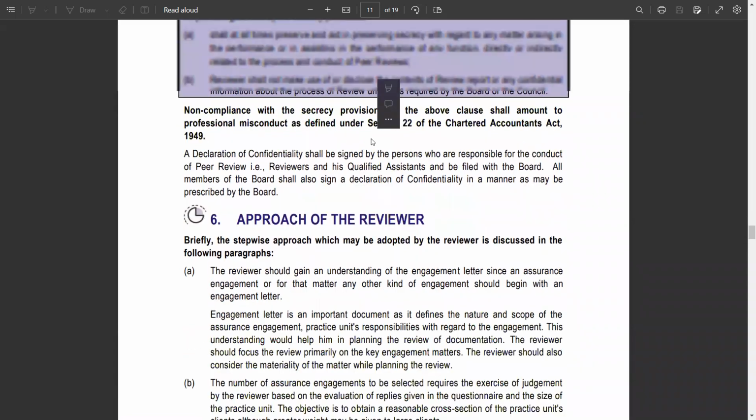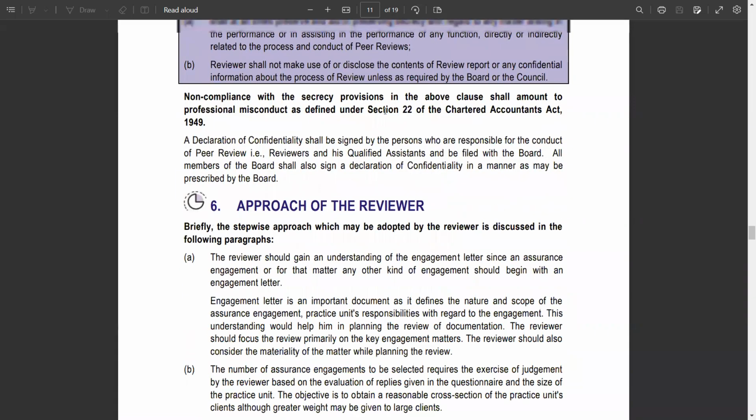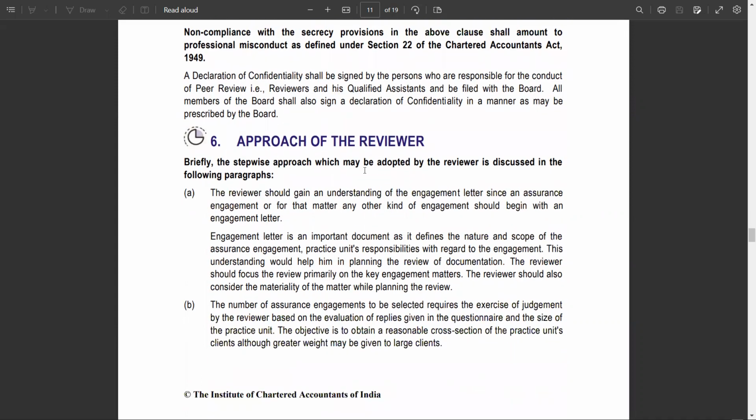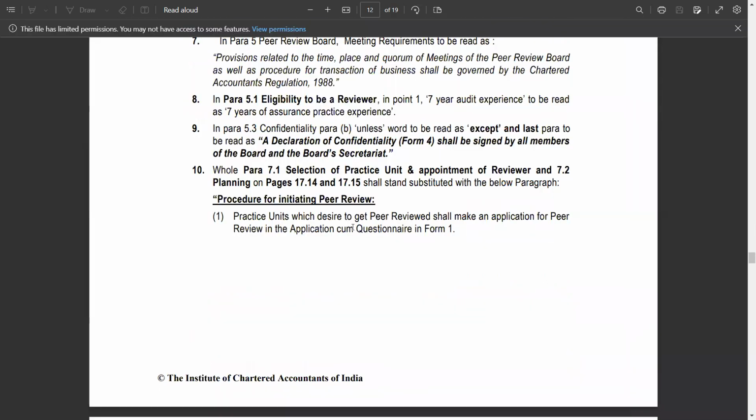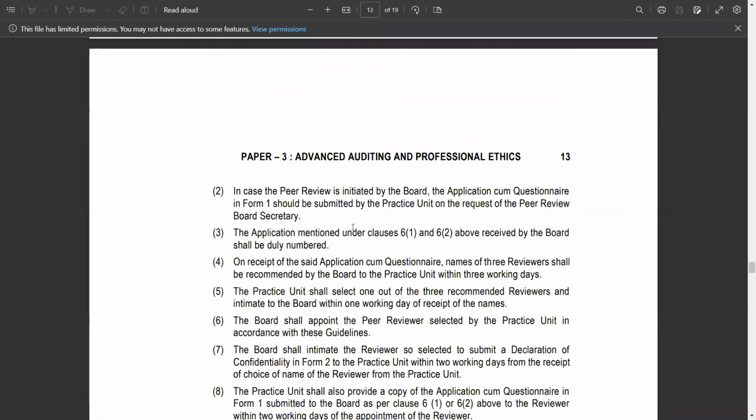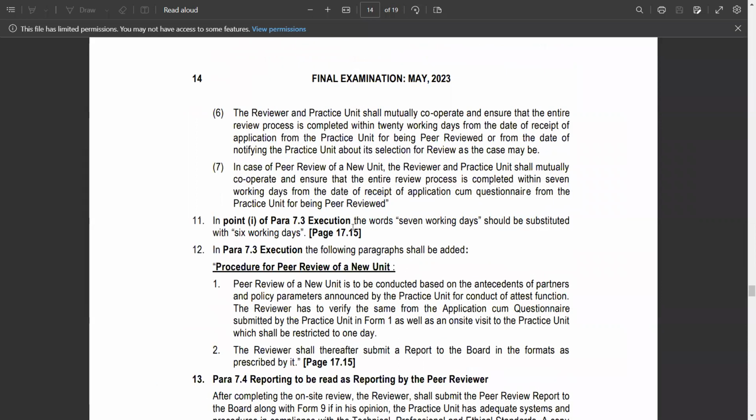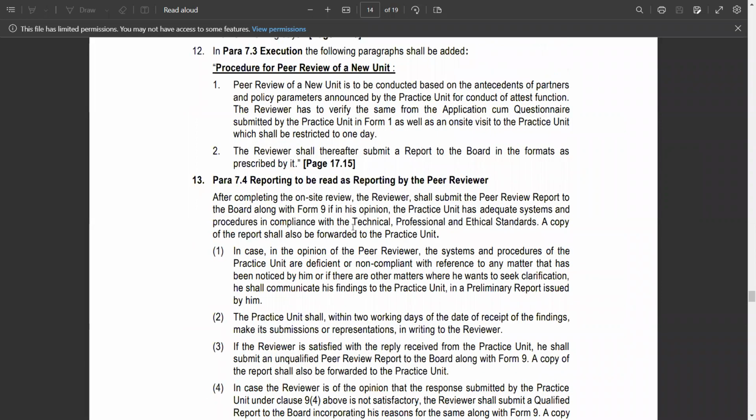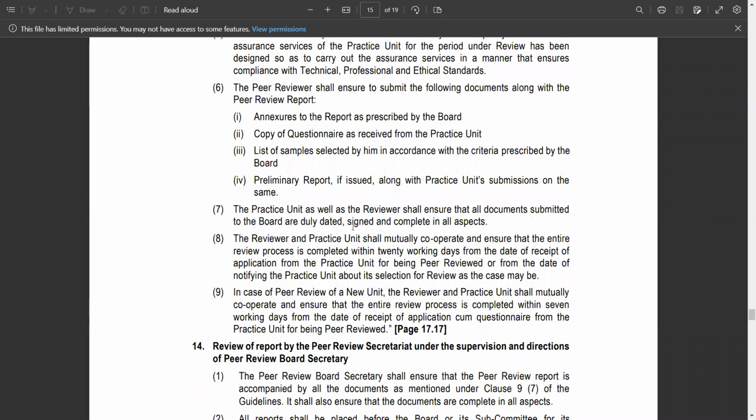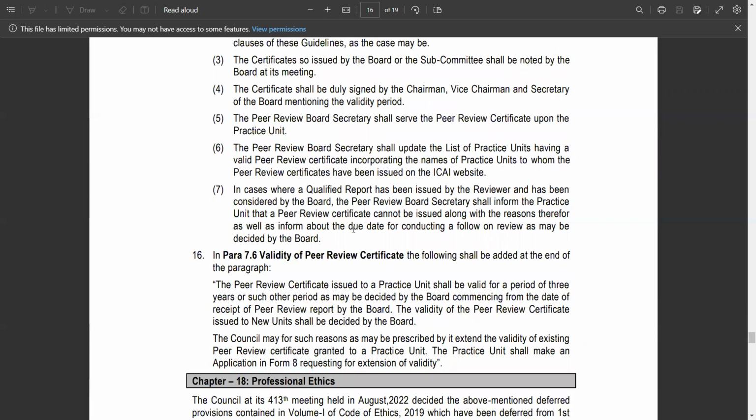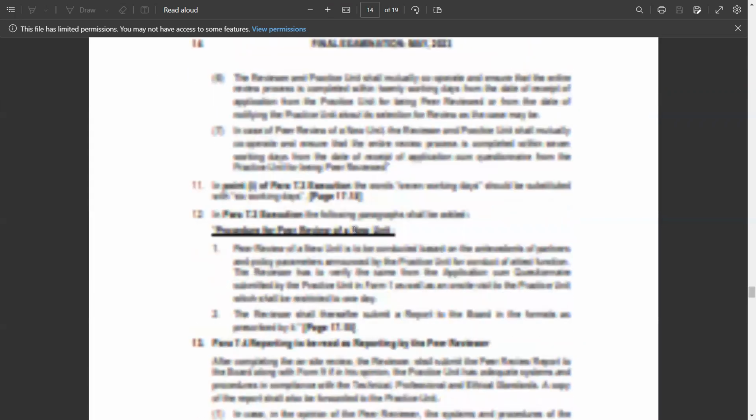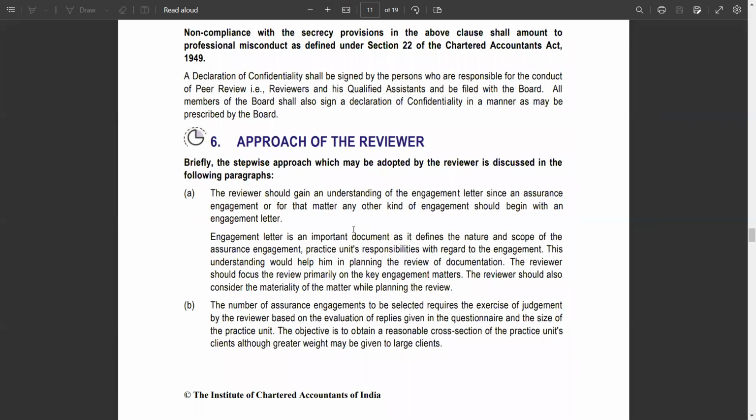We have completed around 11 pages. We are now on the verge of completing this chapter. And how many amendments are left? The amendments are there in the procedure. Okay, here's the procedure. So the amendments are the report, issuance of peer review certificate, validity. So this whole part is the main part.